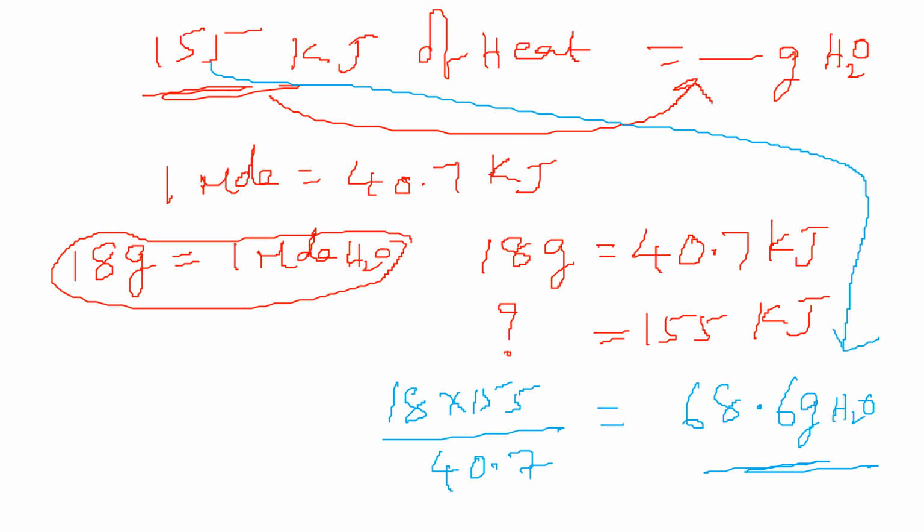This is about heat of vaporization. Once again, finally, what is heat of vaporization? The amount of heat required to vaporize 1 mole of liquid is known as heat of vaporization. Generally, the heat of vaporization of water at its normal boiling point, that is 100 degrees centigrade, is 40.7 kilojoules per mole. This is standard.